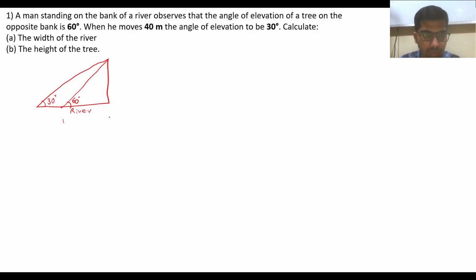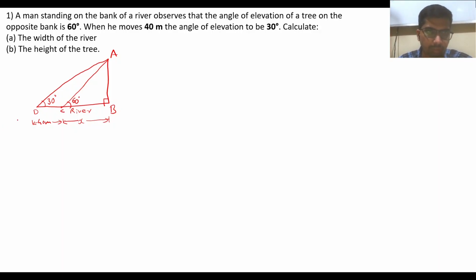So let the distance be x. Let this be x. And he walks 40 meters. They have asked two things: calculate the width of the river and the height of the tree. So AB is the tree. A tree is always perpendicular to the ground. BC is the river and D is the second point of the man. He walked 40 meters. So always take the width of the river as x. Okay, always take the width of the river as x.